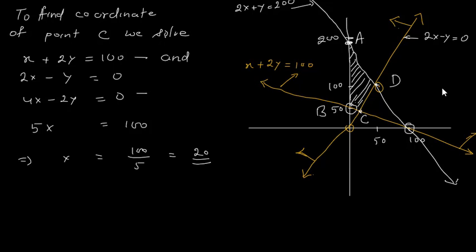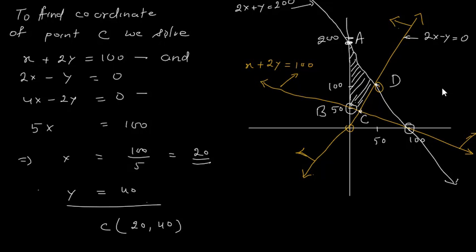So when x is 20, I will get the value of y. y is equal to 2x, so I get y is equal to 40. So the coordinate of point C is 20, 40. Okay, so this point is 20, 40.